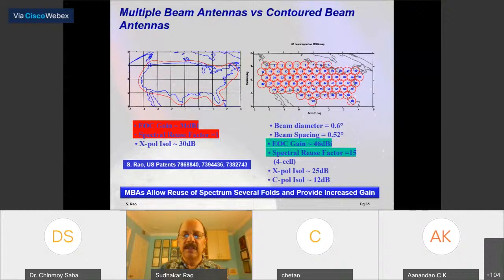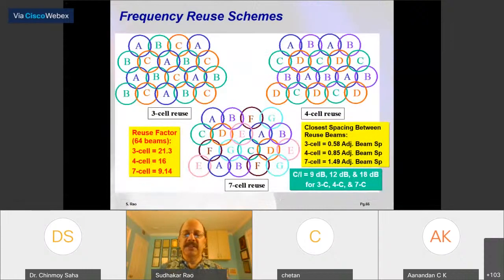Initially we did this for 60 beams. Now I think we did 400 beams, which gives very close to 1 terabit per second. Another supplier, Viasat, is also making one. They're developing a system that goes beyond 1 terabit per second. So these are the different frequency reuse schemes.